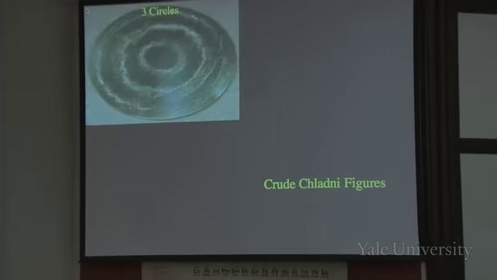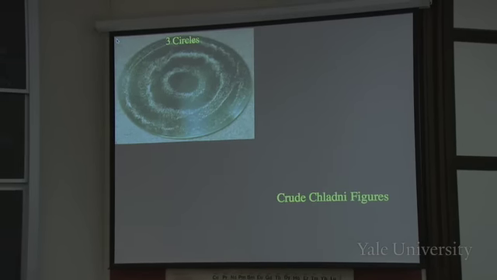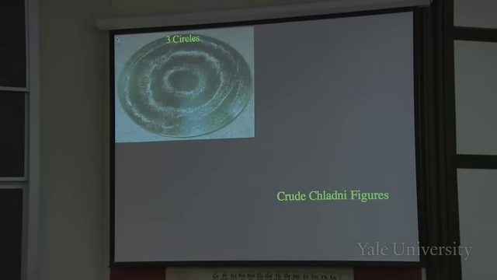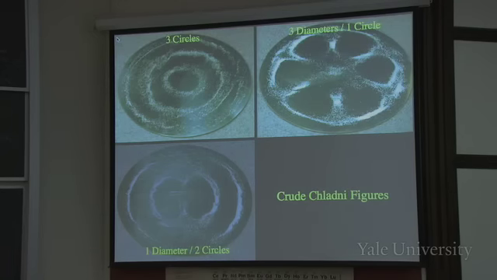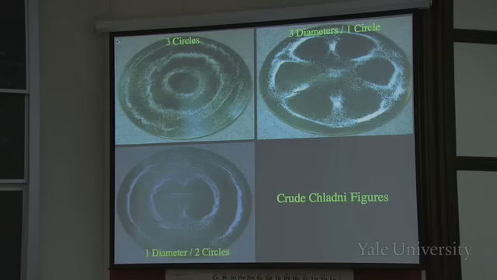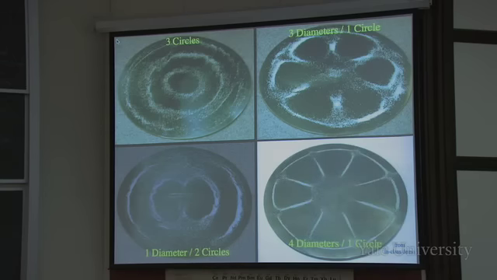Okay, so these are some crude Chladni figures that I've made in the past. 3 rings. 2 rings with a line through the middle, vertically. That's the one we just made now, I think, isn't it? Isn't it the same number? A ring and 3 diameters. And there's a circle and 4 diameters. I actually made that in class last year.